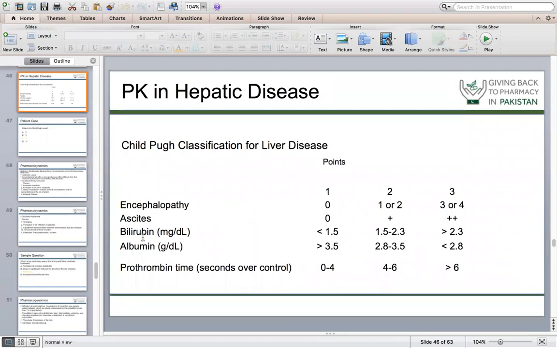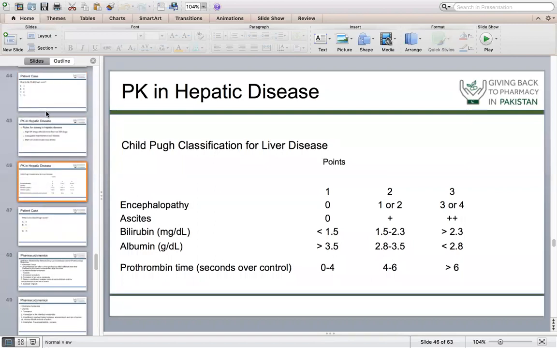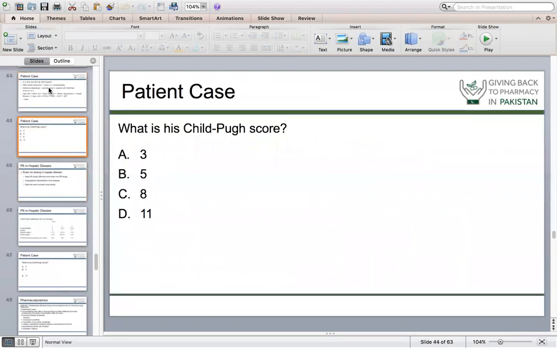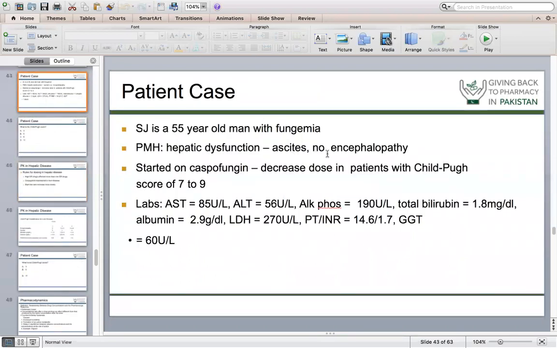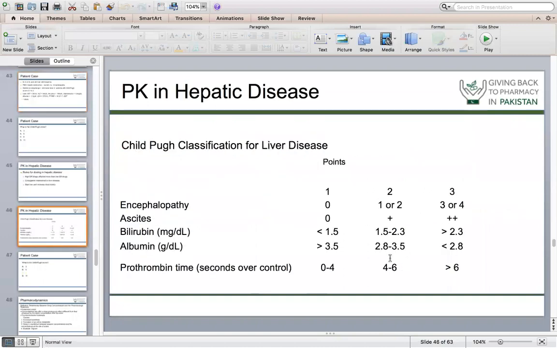So these are encephalopathy, ascites, bilirubin. If these values are given, you will just count the points here, okay? We'll go back to the question and see how much is the score of this patient. So he has ascites and he has no encephalopathy. Once we apply these values, the labs are given, and we have to memorize this chart. There is no other way, you just have to remember this if you want to calculate this on an exam.